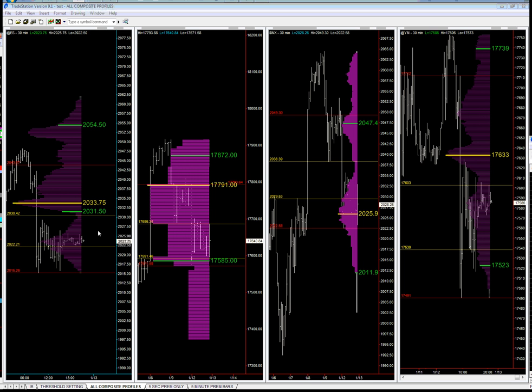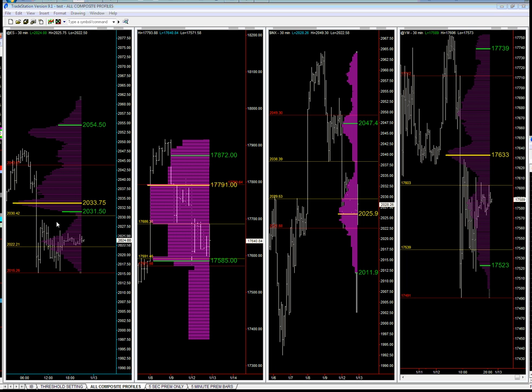But what we can say with a reasonable amount of certainty is that as the market continues to move up, where's it going to go? It's going to go into this direction of the 2031 area as it moves up, because it's going to want to fill in this area of low volume.